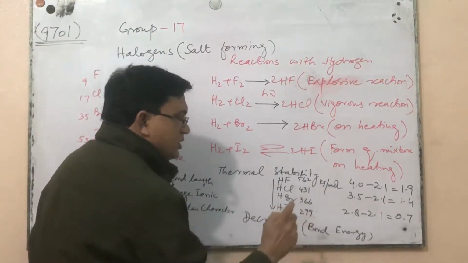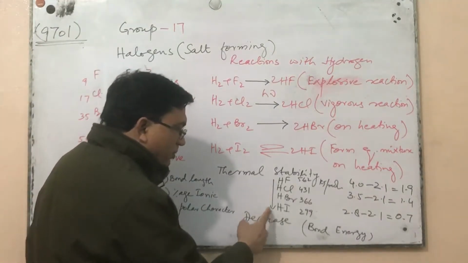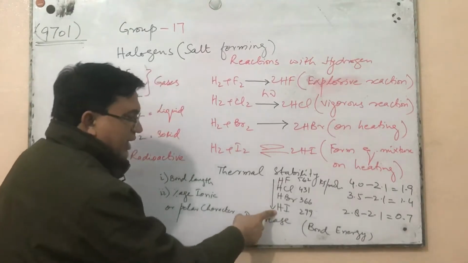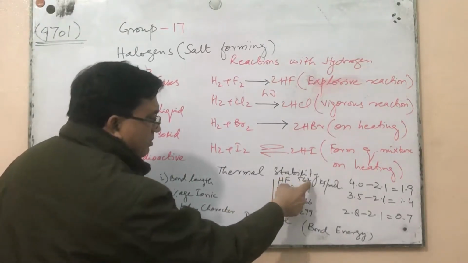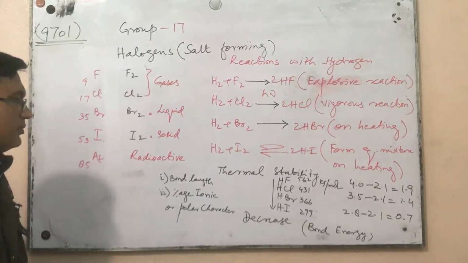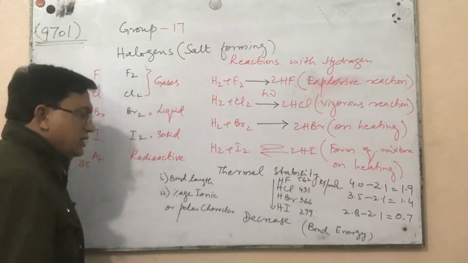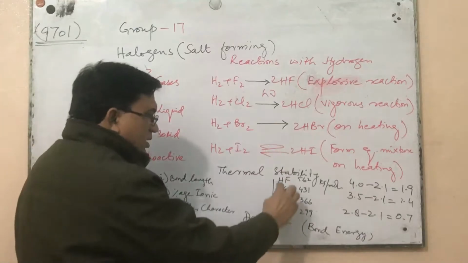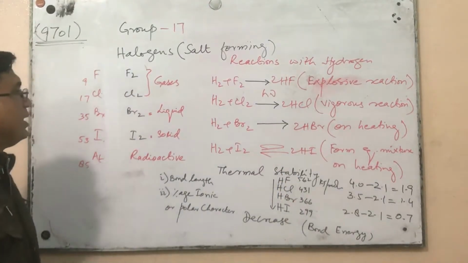That's why the bond energy is minimum. That's why the thermal stability from top to bottom decreases. It means more easily decomposed is HI, then HBr, then HCl, and the maximum thermally stable or least decomposed is HF. The reason is, again, bond length and percentage ionic character or polar character, which makes the thermal stability decrease from top to bottom.